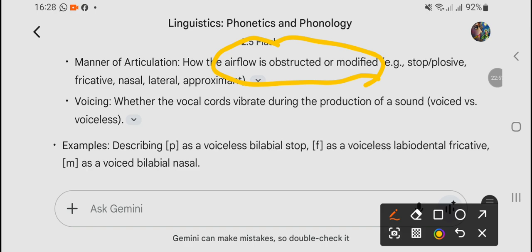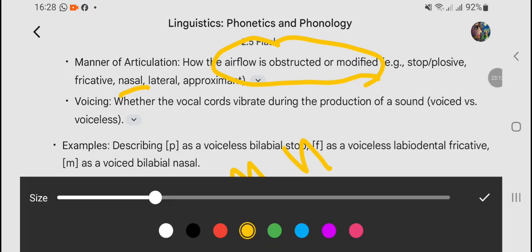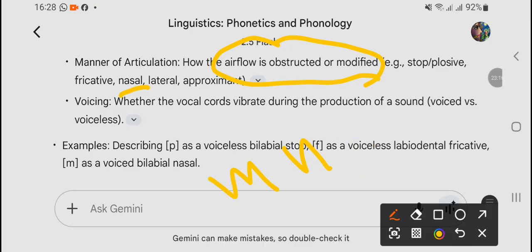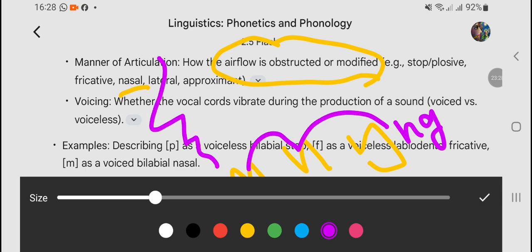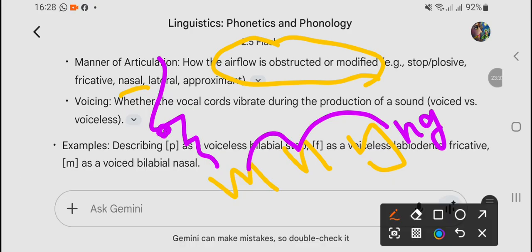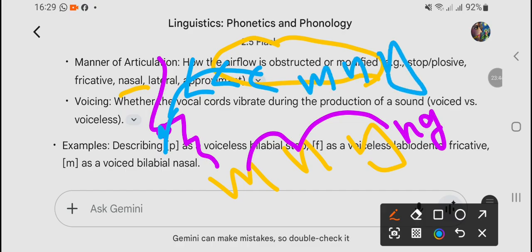Stop, plosive, fricative, nasal, lateral. Nasal, for example, right? In the case of nasal, there are three sounds, M, N, or ng. This ng is the combination of N, G. In these three sounds, air passes through our nostrils. These three sounds are where our lips are tight and air passes through the nose.